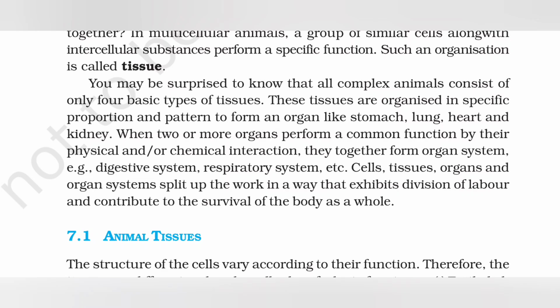When 2 or more organs perform a common function by their physical and/or chemical interaction, they together form organ system. Example: digestive system, respiratory system, etc. Cells, tissues, organs, and organ systems split up the work in a way that exhibits division of labor and contribute to the survival of the body as a whole.